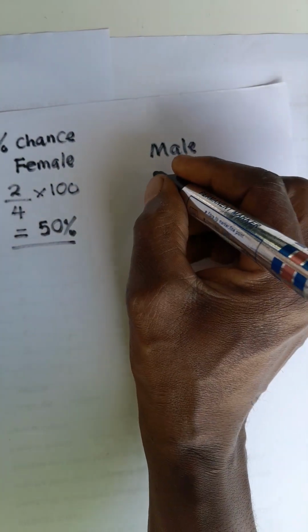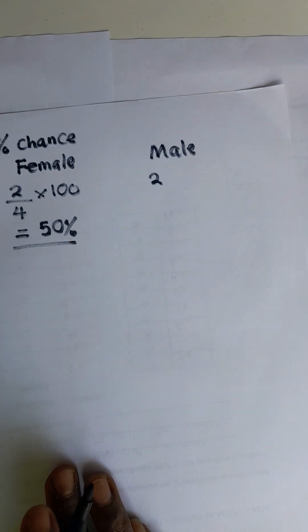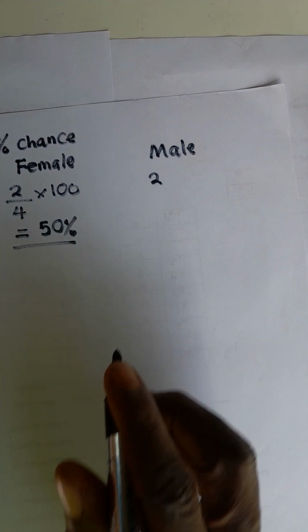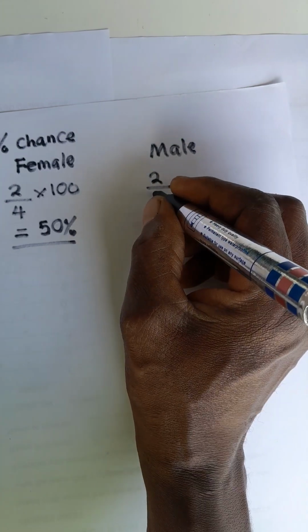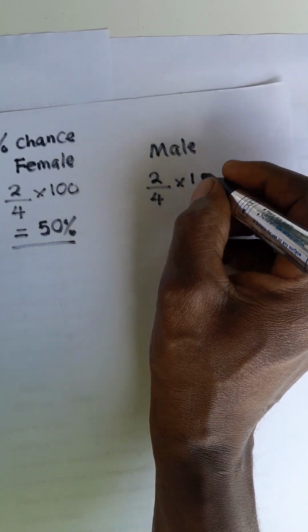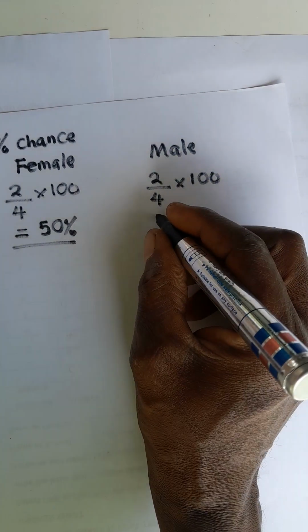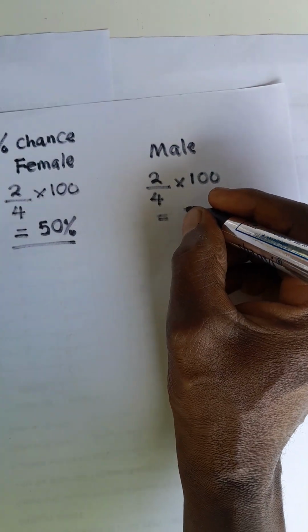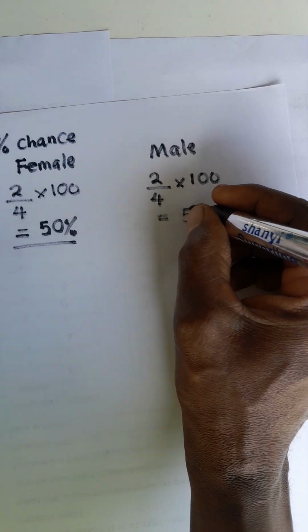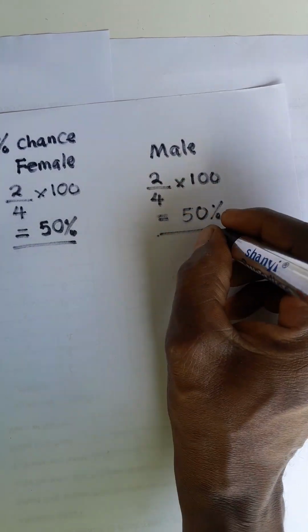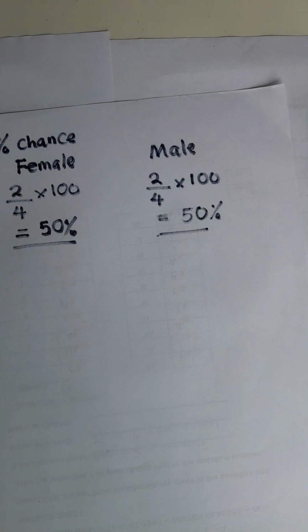What about being born a male? Similarly, how many males were there? There were 2. Remember, the ratio was 2:2, and we simplified it to 1:1. So we say 2 divided by 4, times 100. This also gives you a 50% chance of a child being born a male. So if they ask what the chance is that a child can be born a male, it is always 50%, and to be born a female is always 50%.